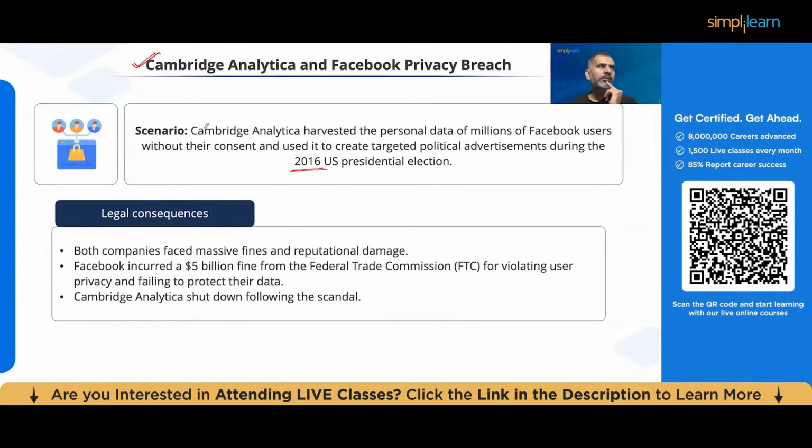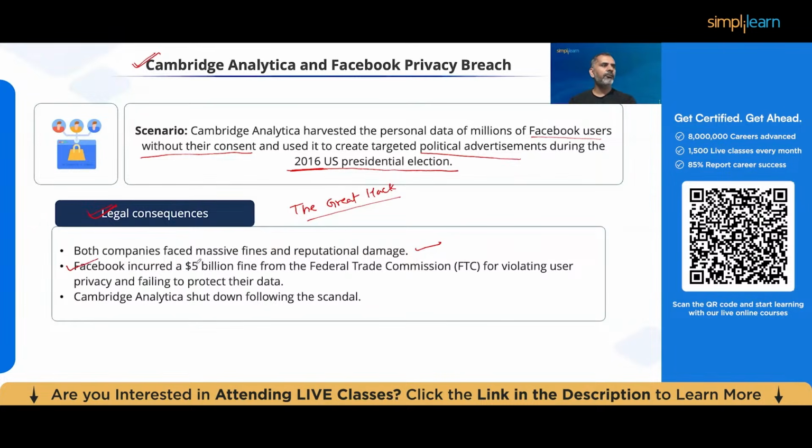So what did Cambridge Analytica do? They harvested the personal data of millions of Facebook users without their consent, and then used it to create targeted political advertisements during the 2016 US presidential election. There is a very nice documentary movie created on this incident. I think the movie name is The Great Hack. You can find it on Netflix, or on Google if it is available. This movie explains well how they were fined and how their reputation went down.